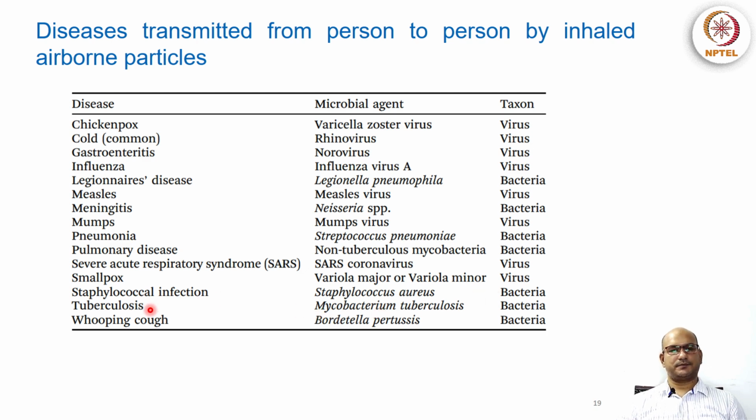Then we have tuberculosis, which is transmitted through the agent Mycobacterium tuberculosis, and this is a bacteria. Finally, we have the whooping cough, which is transmitted by Bordetella pertussis, and it's a bacteria. So in this table, most of the diseases are caused by the transmission of virus or the bacteria, and lists many of the common diseases: chicken pox, common cold, influenza, and diseases that we know about like measles, meningitis, mumps, pneumonia, SARS, smallpox, tuberculosis.